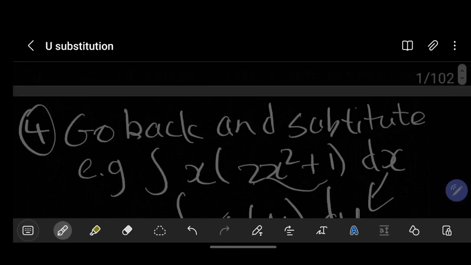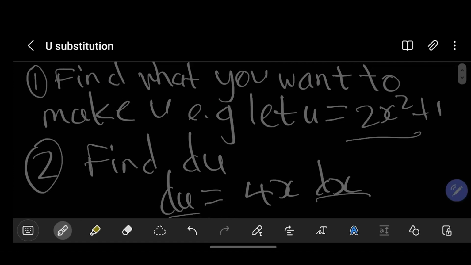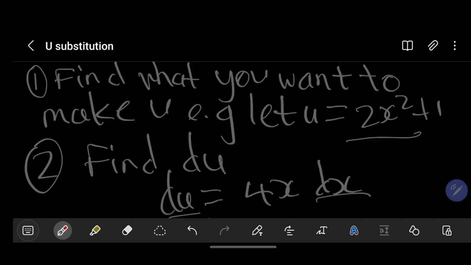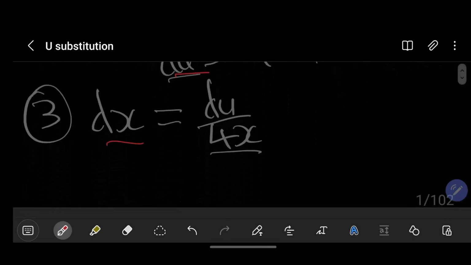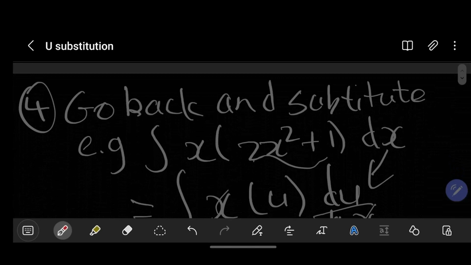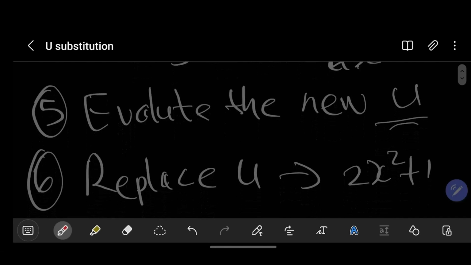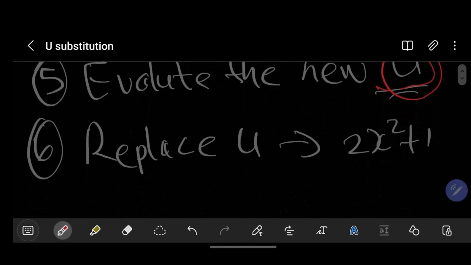So just to recap the rules, I broke it down to 6 major rules that you can remember. First step is to find out what you want to make u. Very important. Find du. Then you need to find what is dx. Then go back to your integral and substitute for u. Step 5 is to evaluate the new integral with respect to u, and then replace u. Once you've done evaluating, replace u with what you made u equal to.